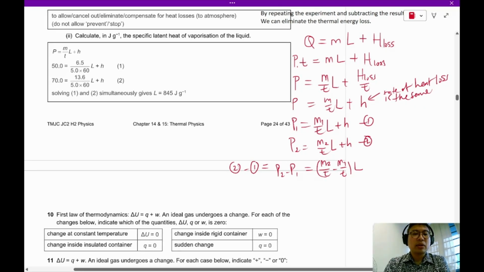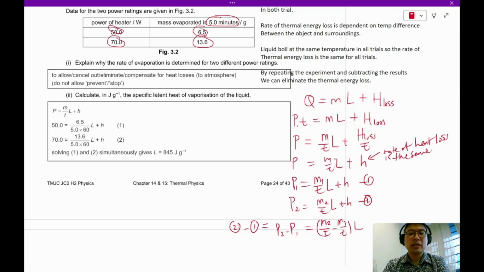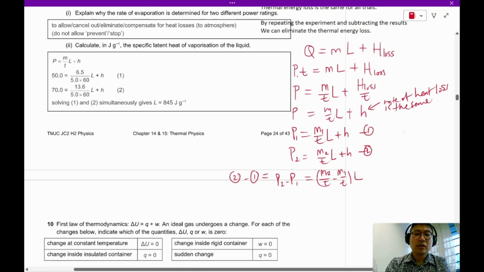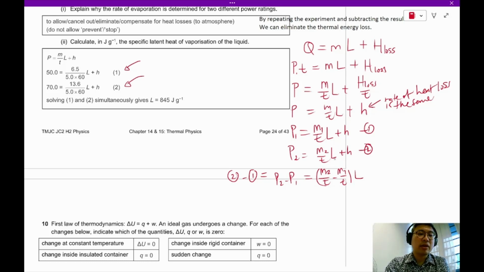Calculate in joules per gram the specific latent heat of vaporization of the liquid. We do two trials, one at 50 watts in which 6.5 grams is evaporated in 5 minutes, and another at 70 watts where 13.6 grams is evaporated in 5 minutes. We shall use the formula power equals ml over t plus h. We fill in the first values and then the second values, and then you subtract 1 from 2 to give L as 845 joules per gram. That's the end of question 9.